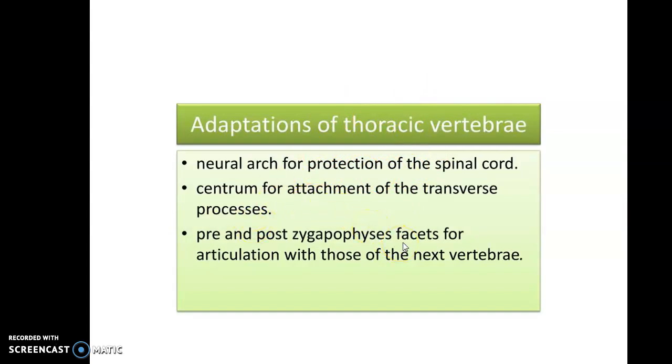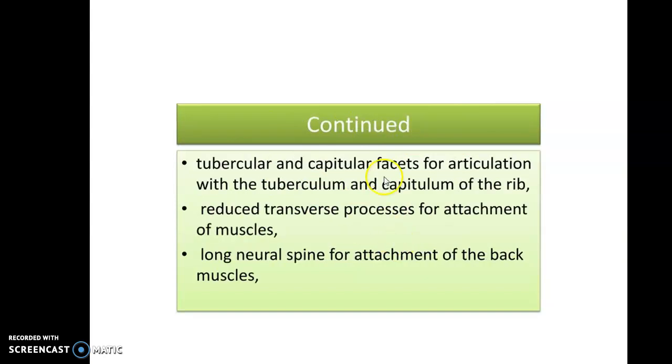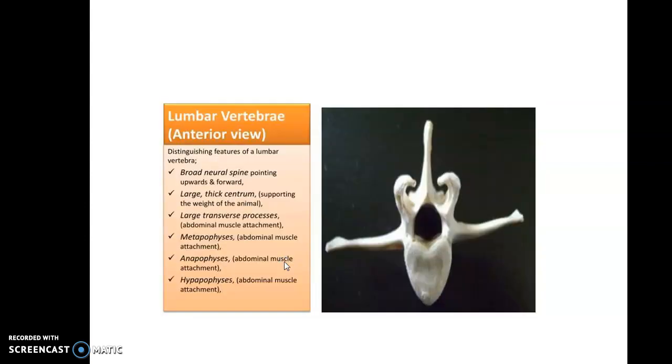Pre- and post-zygapophysis for attachment to the next vertebra, tubercular and capitular facets for the attachment of the ribs, reduced transverse process for the attachment of muscles, long neural spine for the attachment of back muscles.